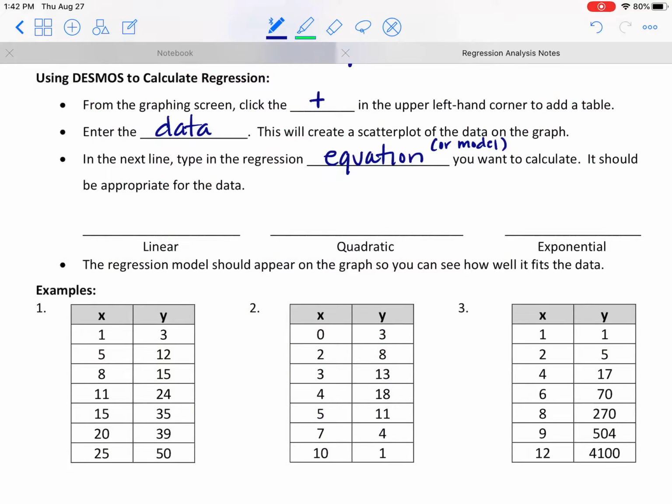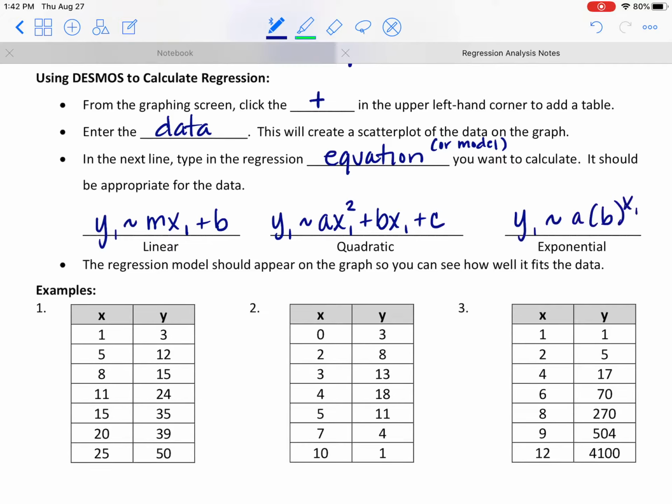All right? So to calculate linear regression, we would type in y1 tilde m x1 plus b, and those are subscripts, but when you're typing them into Desmos, if you just hit x and then the number 1, it will automatically subscript it, so that's kind of nice. For quadratic, it's going to be y1 tilde a x1 squared plus b x1 plus c, and to calculate exponential, we would type in y1 tilde a b to the x1 power. Okay, so we're going to see how this looks.